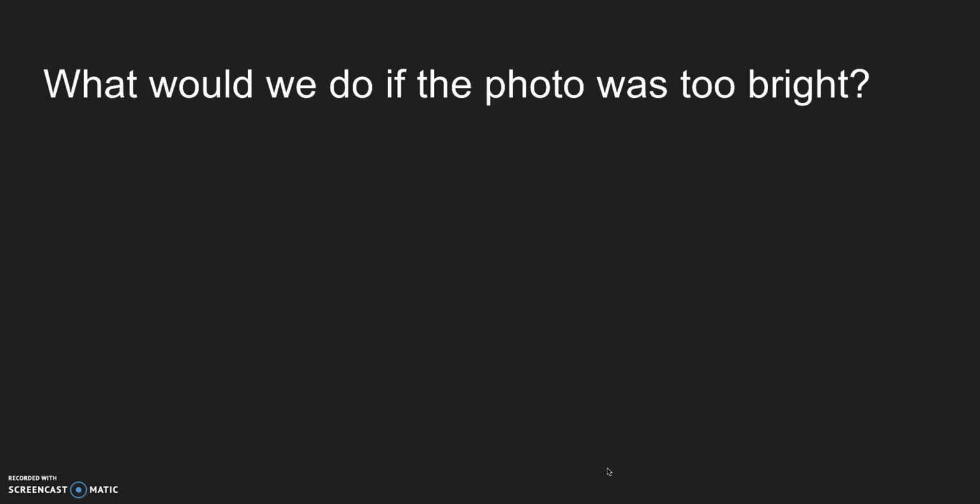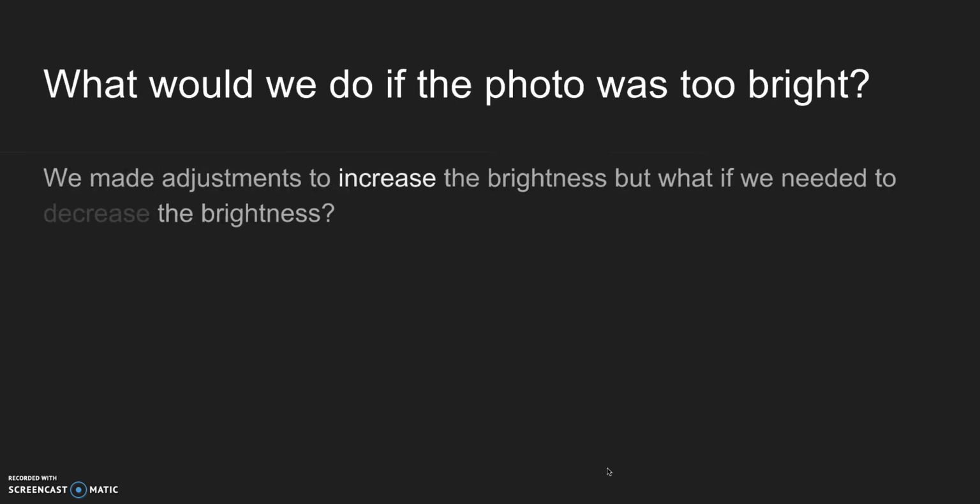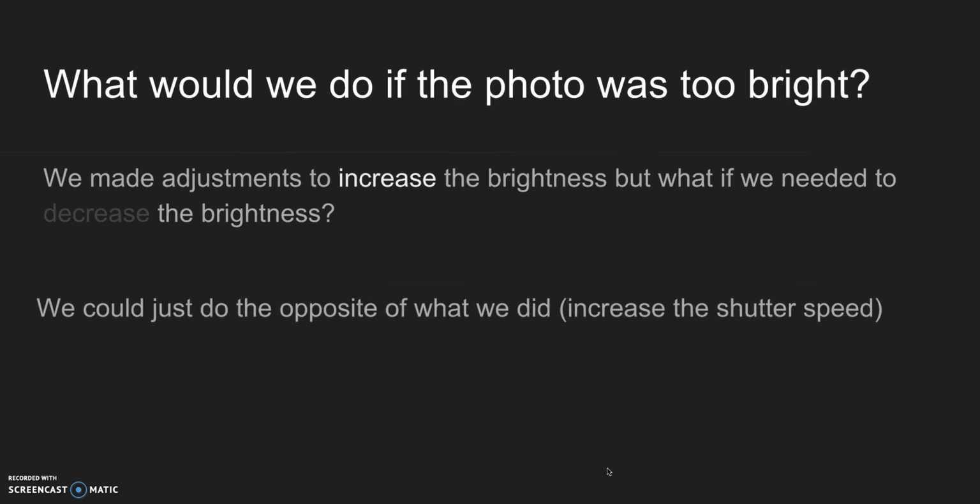So what if we started out in the opposite direction where our photo was too bright? Well, that's exactly what I just said. Sorry. We could just do the opposite of what we did. So instead of decreasing the shutter speed to allow more light to enter the lens, we could increase the shutter speed to allow less light to enter the lens.